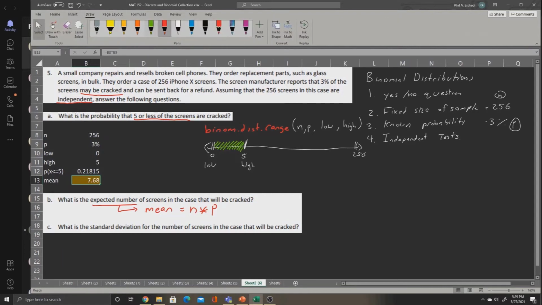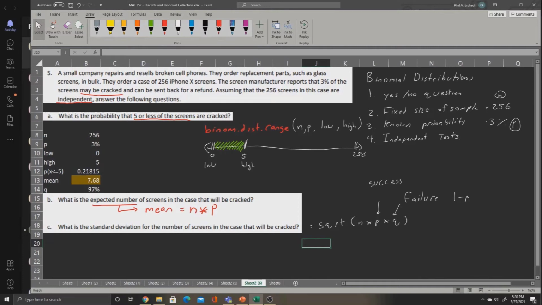For the standard deviation, we have a different formula. We'll say equals square root of N times P times Q. We'll add one more line below for Q, and we'll say that's automatically 1 minus P, giving us a Q of 97%. So just remember, Q is your probability of failure. That's 1 minus P, while P is your probability of success. In this case, a success would be finding a broken screen.